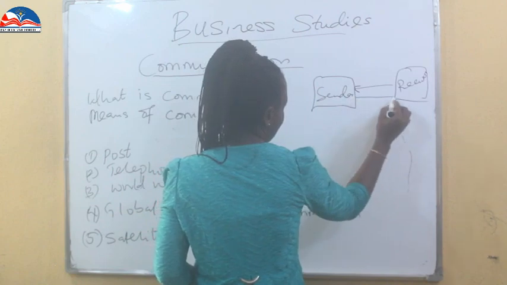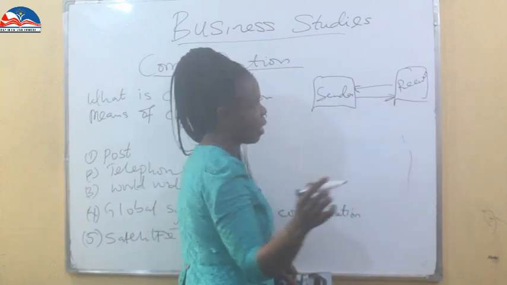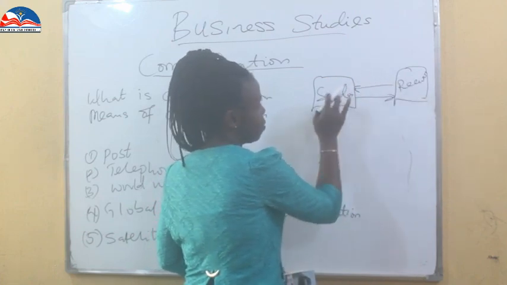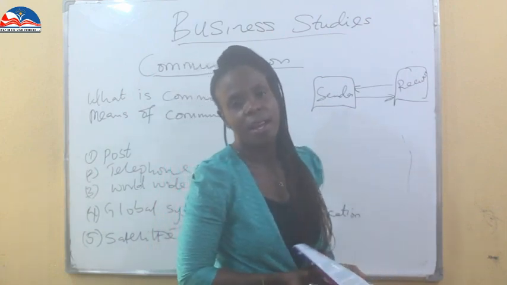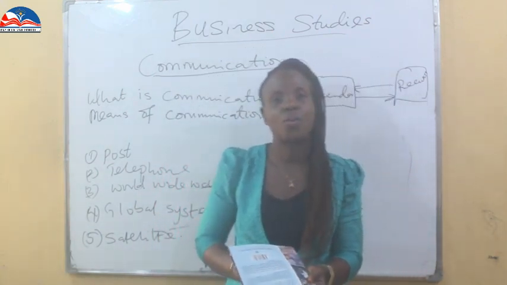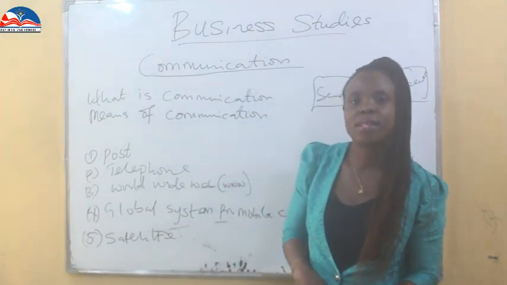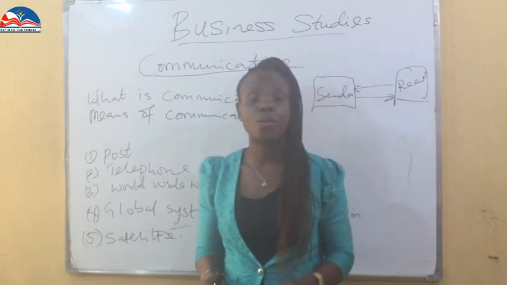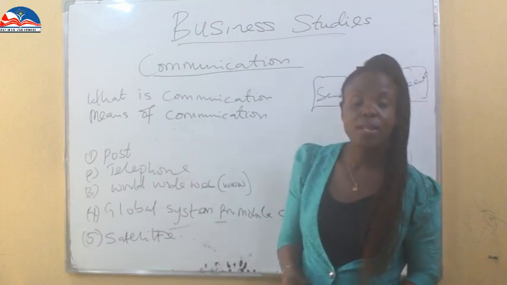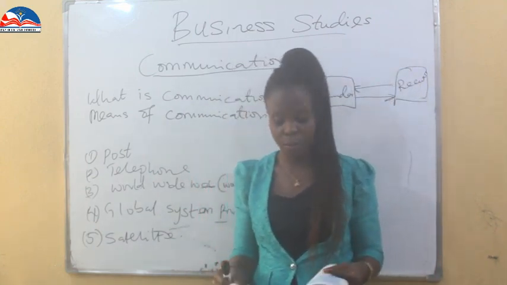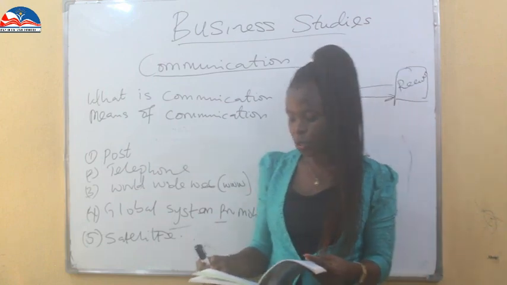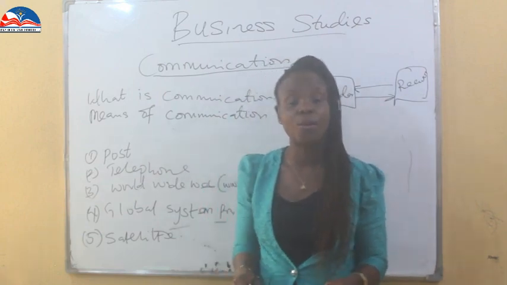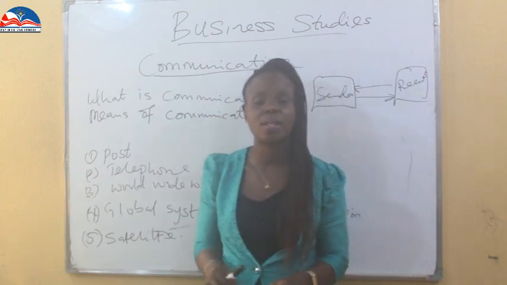And so the channel can move this way. That means there can be feedback. The sender sends message to the receiver. The receiver sends back message to the sender. So in communication, there are two parties to communication: the passing of information from one person to another, from an individual to a firm, from a firm to another firm. So we can say that communication has to do with sending of message from one person to another, from one organization to another, from one establishment to another.